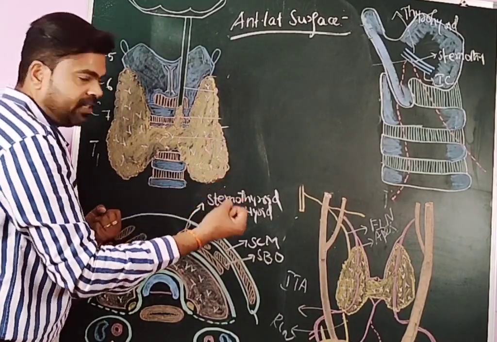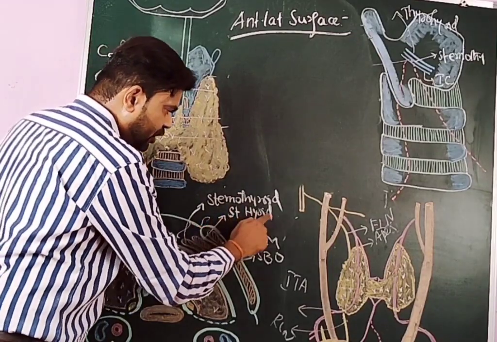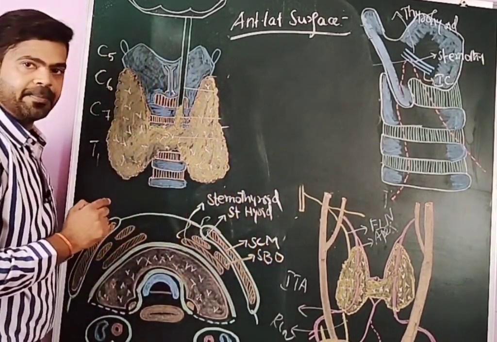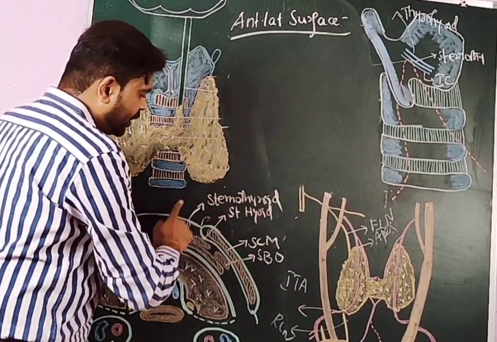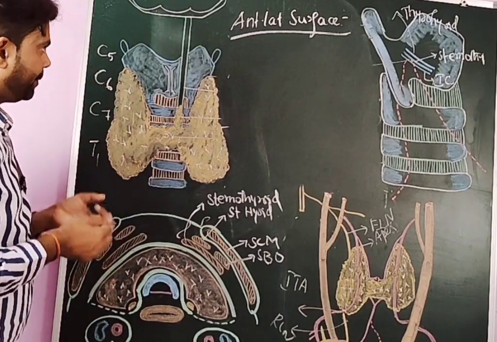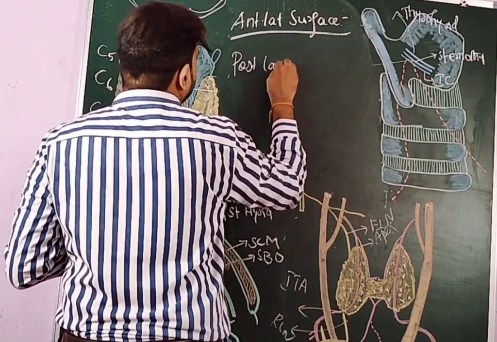So what are the relations? First we have the sternocleidomastoid muscle, number 1. Number 2 will be the sternohyoid muscle. Number 3 will be the superior belly of omohyoid muscle. Number 4 will be the sternothyroid muscle. So the anterolateral surface is covered by strap muscles. Next we will go for the posterolateral surface.